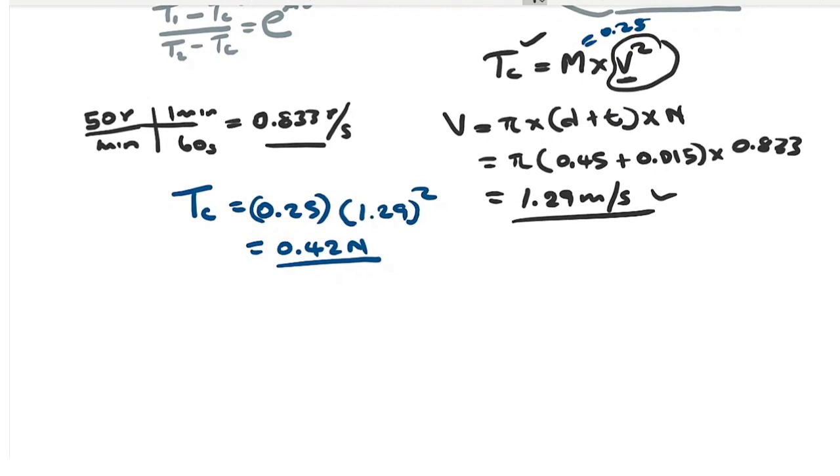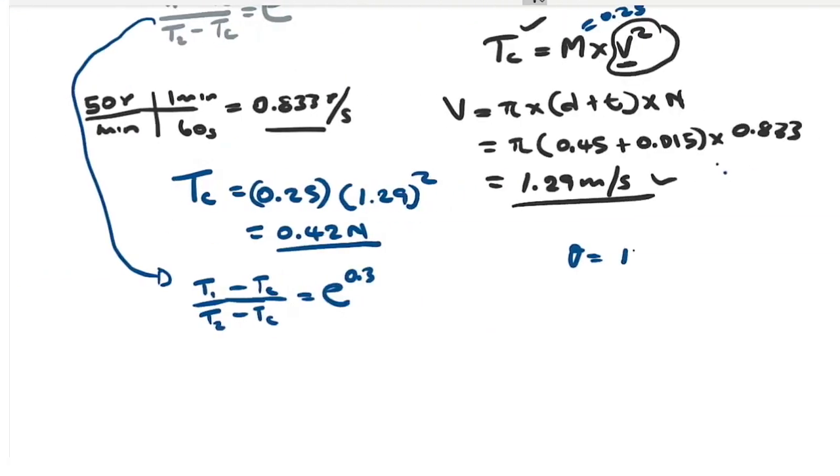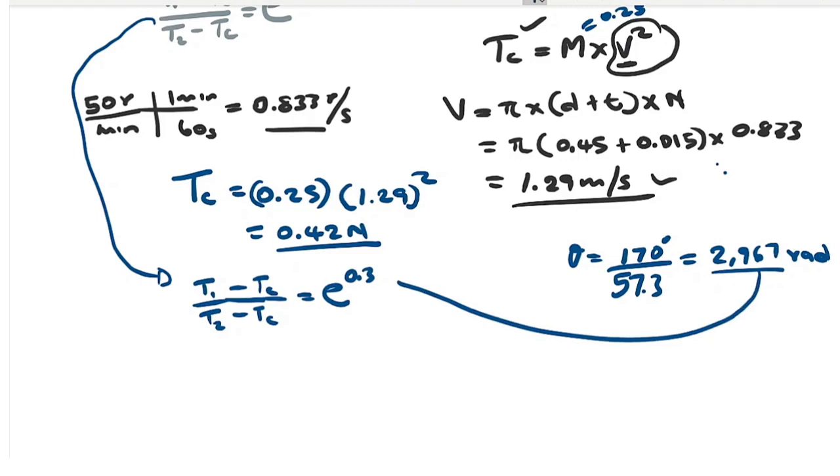Then let's take back our tension ratio formula. E to the power, the coefficient is 0.3. Then let us convert the contact angle to radians. It is 170 degrees divided by 57.3. That's how we convert to radians. So this is gonna give you 2.967 radians. Then you take these radians to put it here.